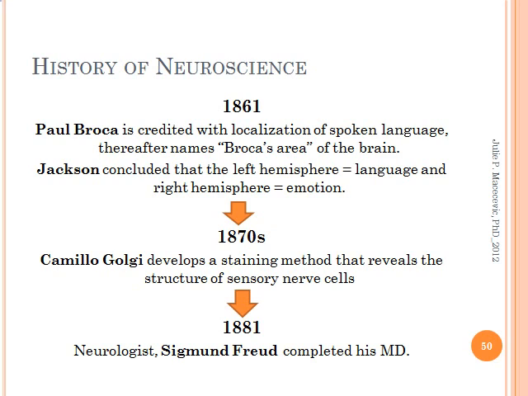Golgi in 1870 developed a staining technique that revealed the structure of individual sensory nerve cells. What followed were many experiments involving slicing of the brain for investigation under a microscope using these stains. Debate was ongoing regarding how the cells actually communicated with one another. Also, it was in 1881 when young neurologist Sigmund Freud completed his MD and began his medical career.